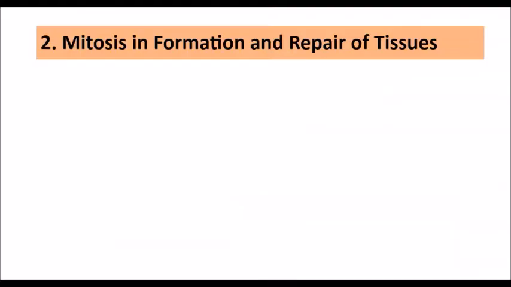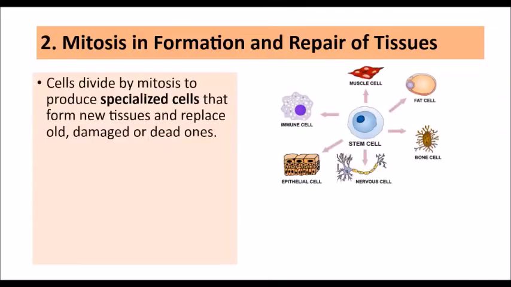Now mitosis is also important in the actual formation and repair of tissues. So cells divide by mitosis to produce specialized cells. These are cells with specific functions. These cells will obviously form new tissues. They will replace old, damaged, or dead ones. So it's important for mitosis to be allowed to actually produce and make these cells in the body.